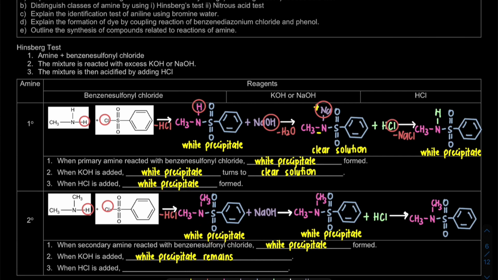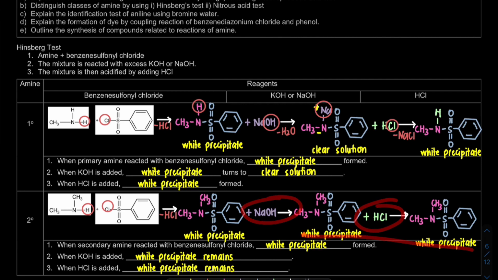Okay. So here, when it reacted again with HCl, it's the same. There's no change from here to here. This one is a white precipitate. So here, when HCl is added, again we're just going to write down that the white precipitate remains. Okay, so that is the secondary amine. For the secondary amine it is quite straightforward. Only the first one removes HCl. The second one, when reacted with base, and when reacted with acid, remains unchanged.